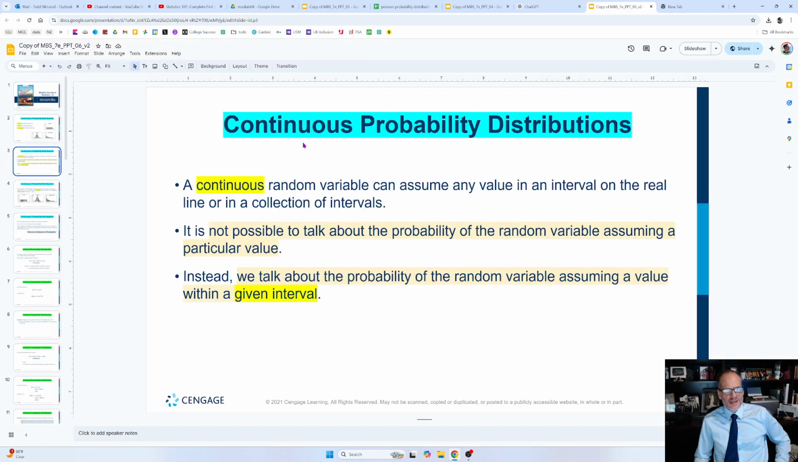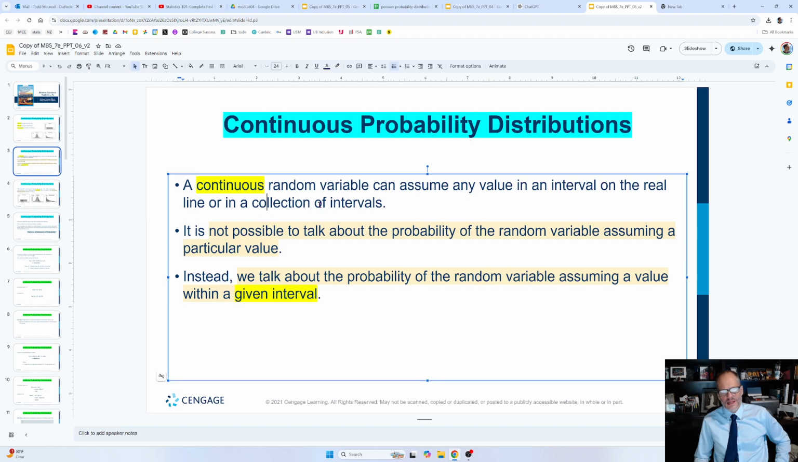So the next slide, continuous probability distributions. A continuous random variable can assume any value in an interval on the real line or in a collection of intervals. So this is just describing what continuous is. On a linear interval, which is a line, or a collection of intervals, the value could be anywhere between 1 and 2. Like if that was our line, it could be 1.74. It's continuous.